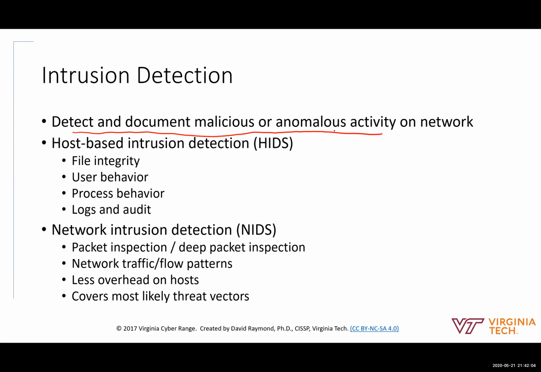When it sees something that it thinks might be an intrusion attempt, then it's going to send an alert. So there are host-based IDSs, or HIDS, that may look at things like file integrity, user behavior, process behavior, and the local logs and audit. And there are also network intrusion detection systems, or NIDS, and they're going to do packet inspection. Might look at traffic flow patterns in and out of the network. They might look at overhead on individual hosts, or the amount of traffic going to and from individual hosts. Might look for anomalies, and a network intrusion detection system is going to be looking at the most likely threats.